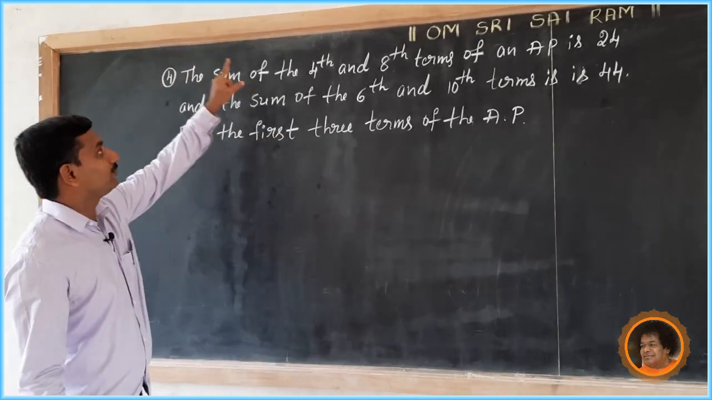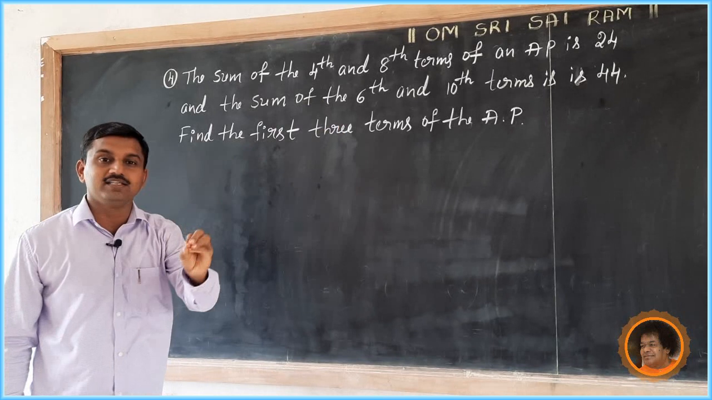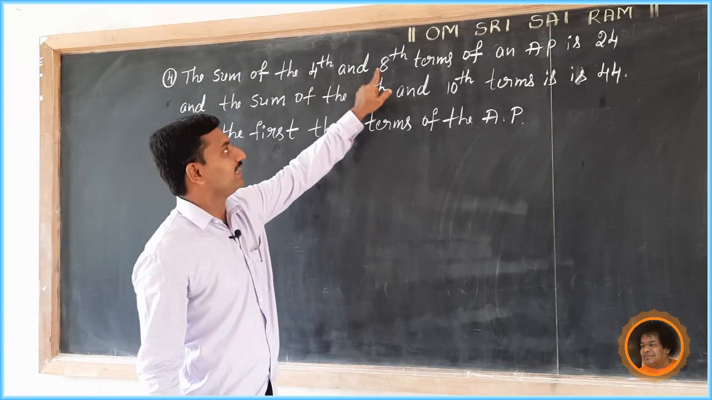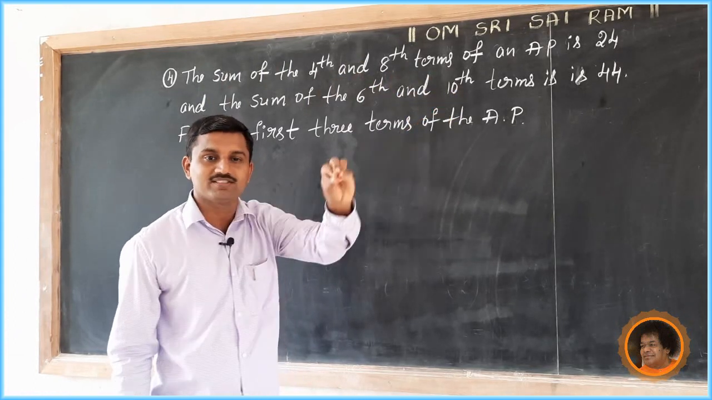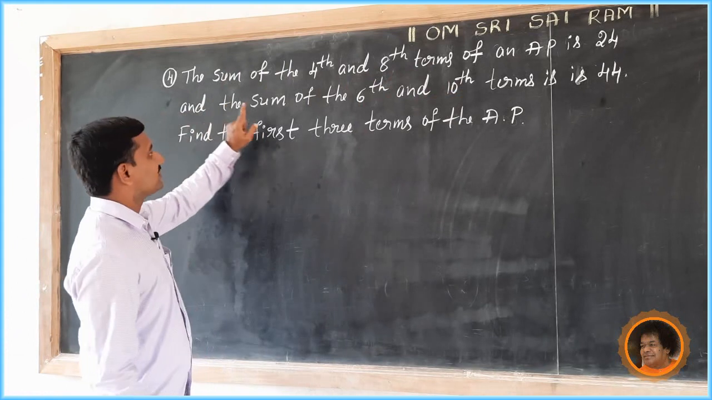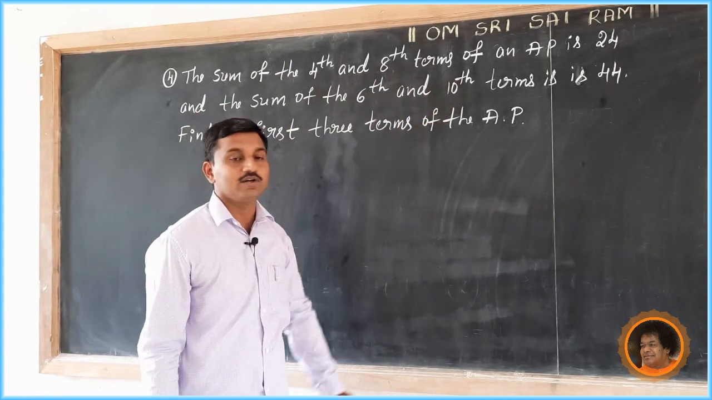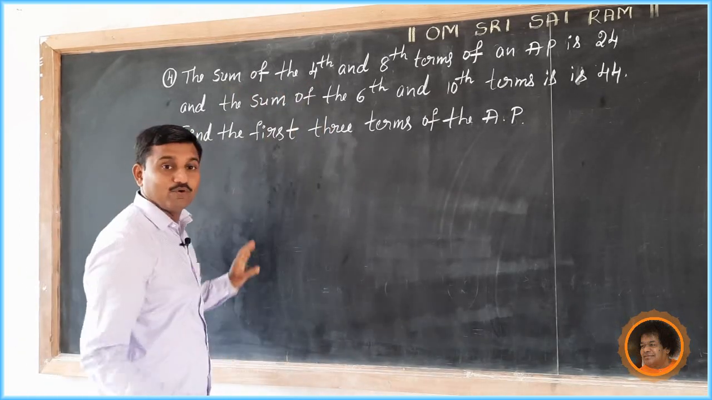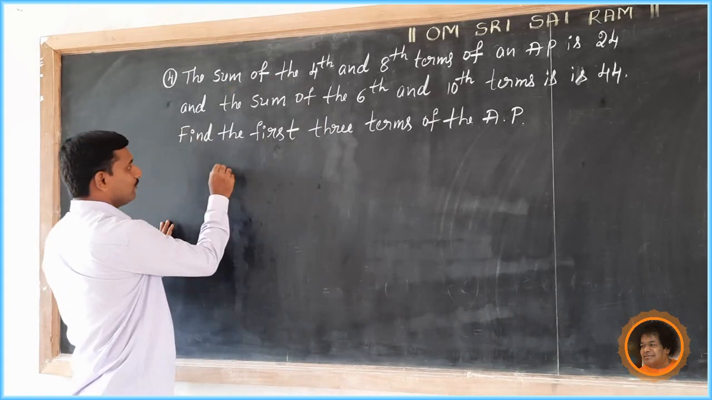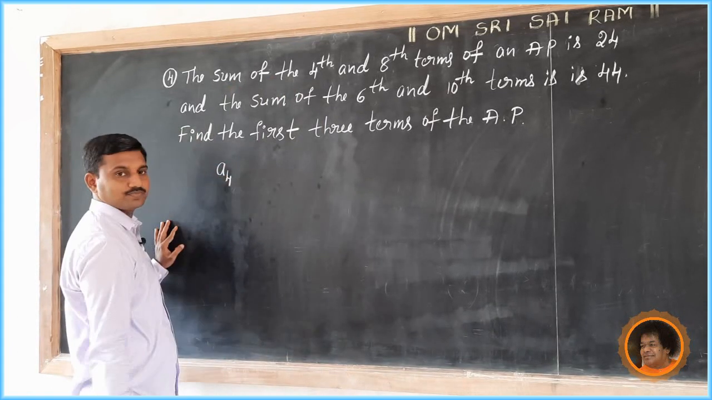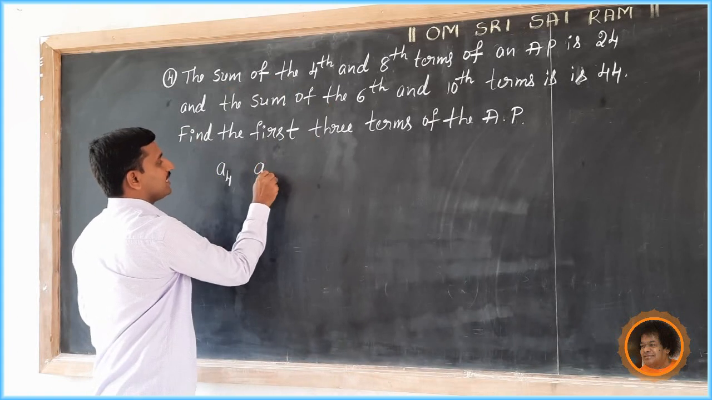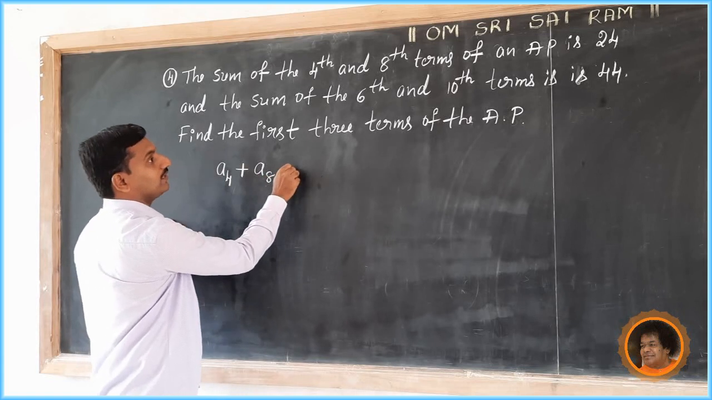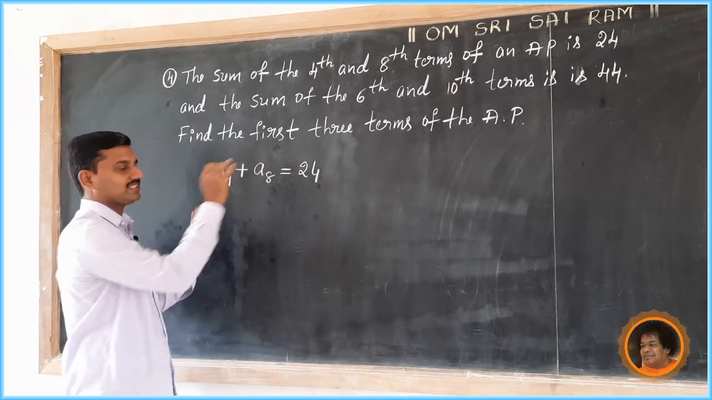Now with respect to the conditions given, you find the value of a as well as d. What are the conditions given? The sum of the 4th and the 8th terms of an AP is 24, the first condition. And the second condition, the sum of the 6th and the 10th terms is 44. How can we write the 4th term? The 4th term is a4 and the 8th term is a8. Their sum means a4 plus a8 equals 24. So this is the first condition.